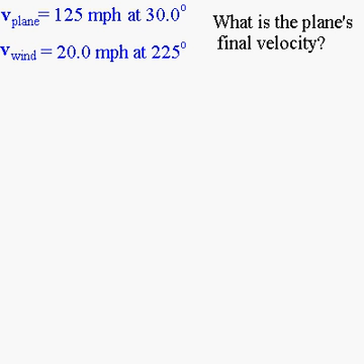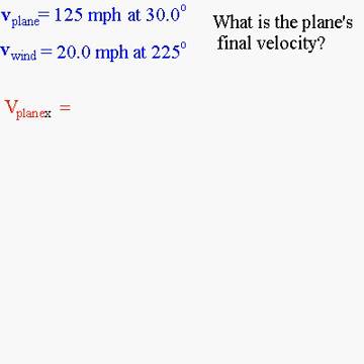Well, as I just discussed, and as is drawn in the text, the final velocity of the plane will be the vector sum of the plane's velocity and the wind's velocity. So in order to compute the vector sum, the first thing we're going to have to do is take both of these vectors, the velocity of the plane and the velocity of the wind, and split them into their x and y components. So let's do that. We'll start with the plane.